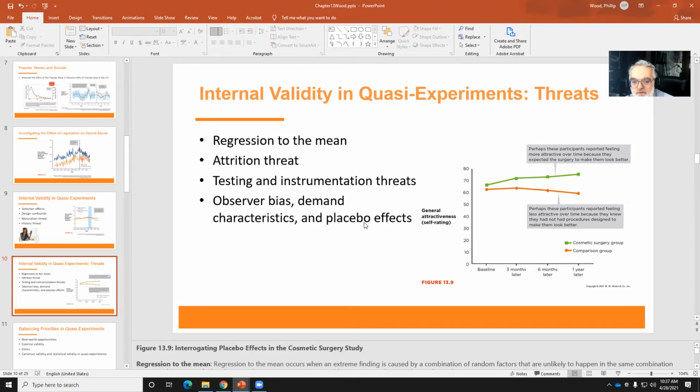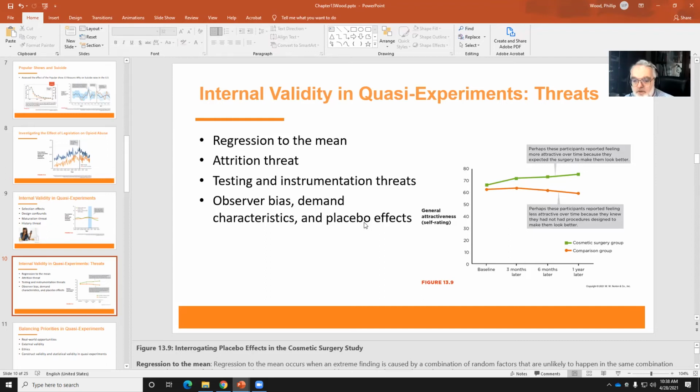Attrition threats can happen. Maybe people drop out of or do not consider surgery for other reasons, and that's giving you, especially if your baseline, 3 months, 6 months, and 1 year later populations are all based on people who participated, maybe those means are just due to the fact of dropout from your study.